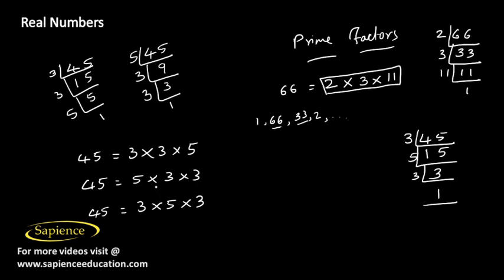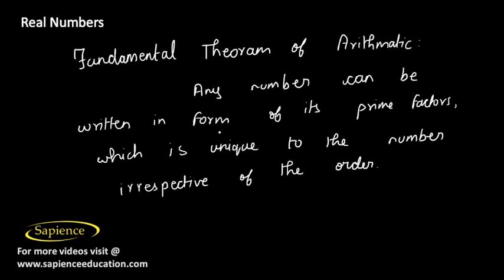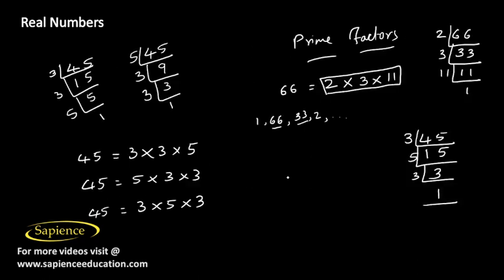In all these cases, the prime factors are 3, 3 and 5, but the order in which the students have written it is different. So this theorem states that if we do not consider the order in which we have written, then the set of numbers is unique for 45. Any number can be written in the form of its prime factors, which is unique to the number irrespective of the order.